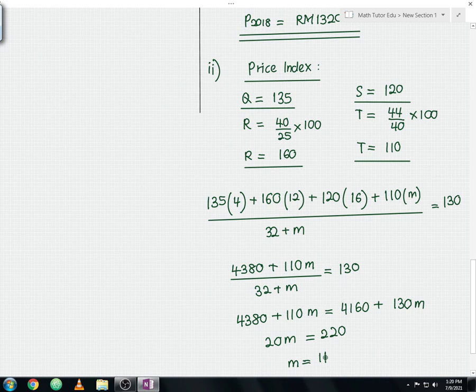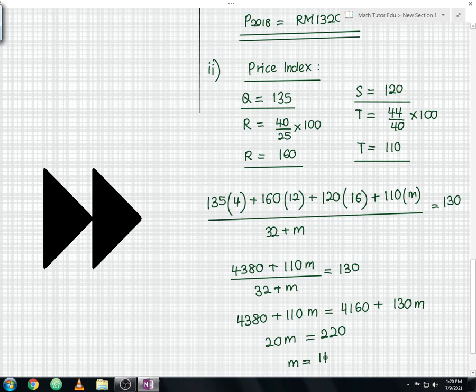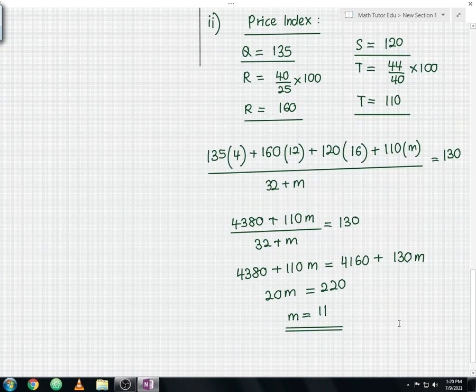So let me underline the solution. Okay, so that is all for the step-by-step working and solution for this question. I hope you understand the full working that I've shown to you.